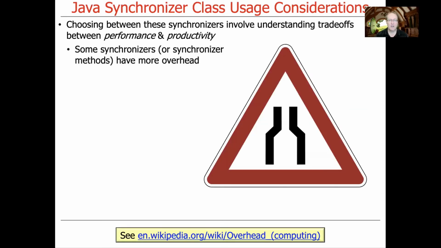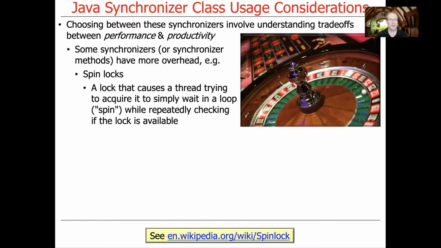Some synchronizers or methods that are part of synchronizers have more overhead, which means that they will make performance somewhat less. And again, usually it's because there's a trade-off in terms of simplicity or productivity with performance. So let's take a look at a couple of different types of locks that will help you navigate through this design space. So one type of lock, which you're actually going to get some experience with in programming assignment 1B, is something called a spin lock.